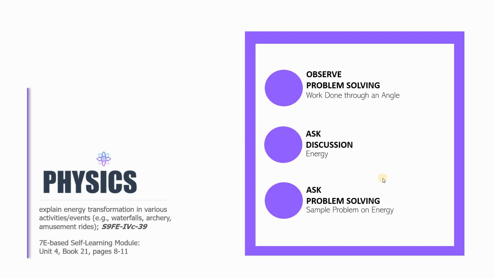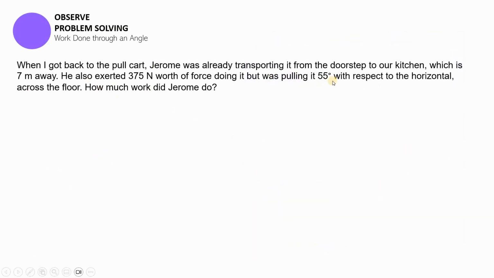So let's begin. For the first part, please pull out a sheet of paper and a pencil or a pen and solve the following problem. When I got back to the pull cart, Jerome was already transporting it from the doorstep to our kitchen, which is 7 meters away. He also exerted 375 newtons of force doing it, but was pulling it 55 degrees with respect to the horizontal across the floor. Now, how much work did Jerome do?